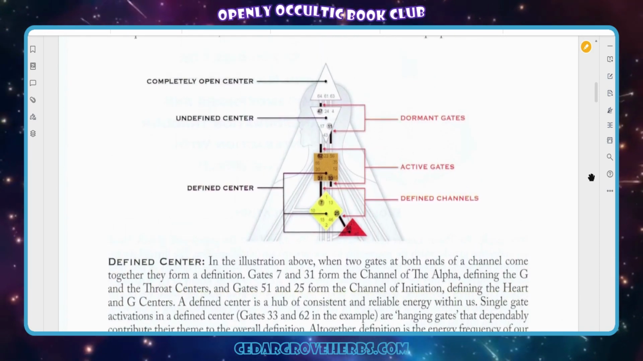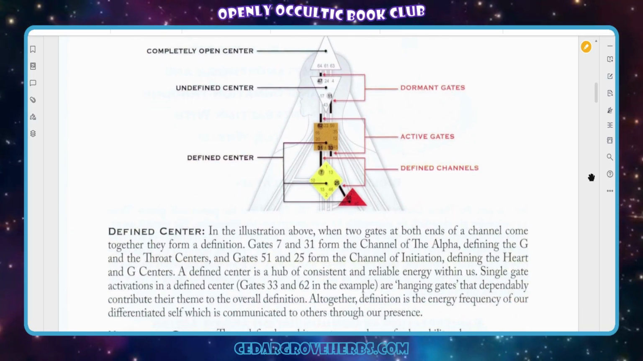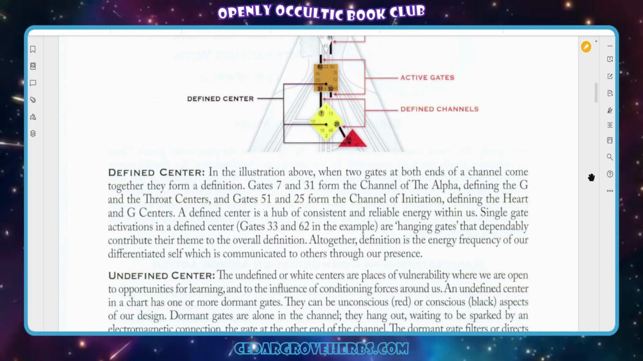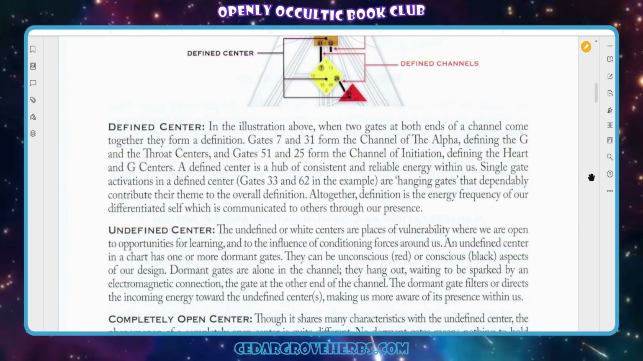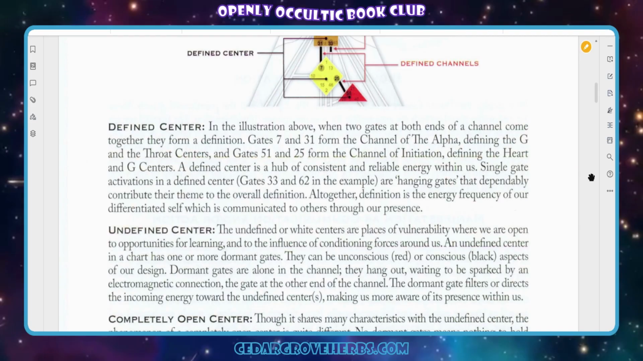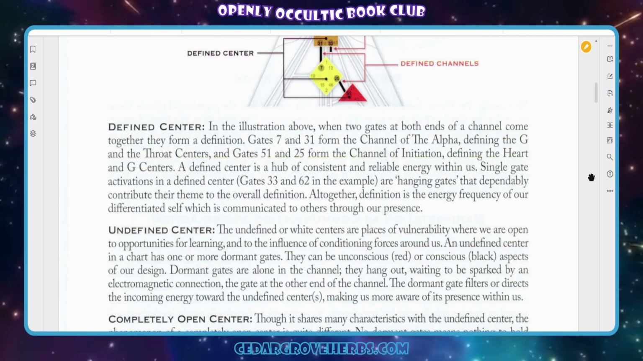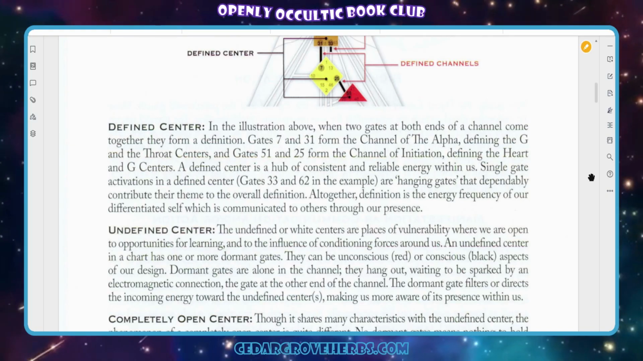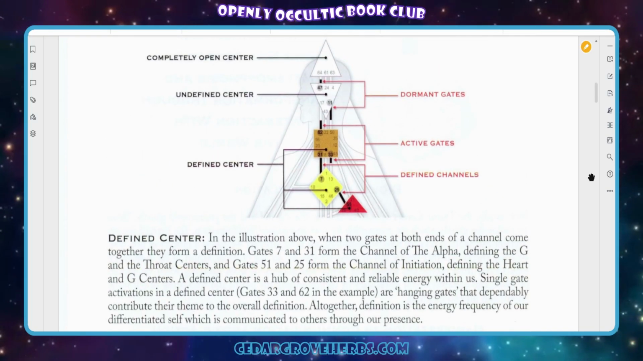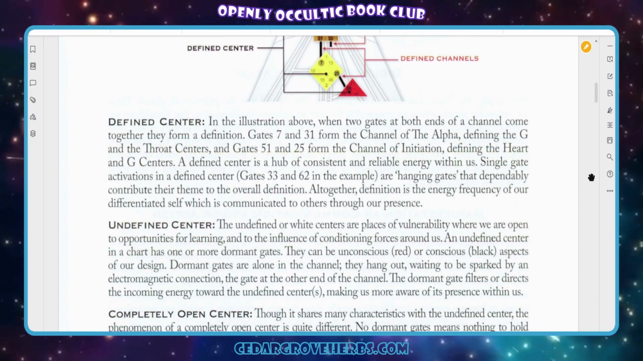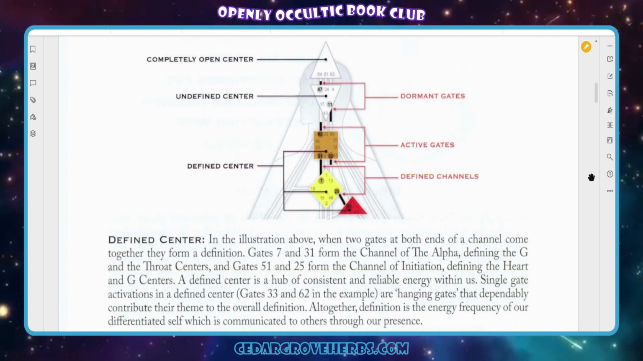Undefined center. This one here is for the third eye. An undefined center. The undefined or white centers are places of vulnerability where we're open to opportunities for learning and to the influence of conditioning forces around us. An undefined center in a chart has one or more dormant gates. They can be unconscious, red, or conscious, black.